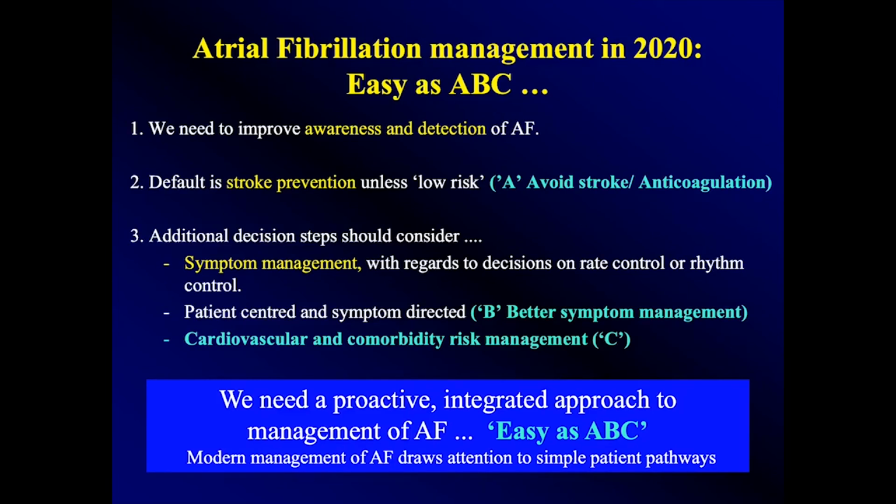And the C is cardiovascular and comorbidity risk management and optimization. The A and the B and the C is essentially a proactive and integrated approach to the management of patients with atrial fibrillation, and this leads to improved or better symptom outcomes.